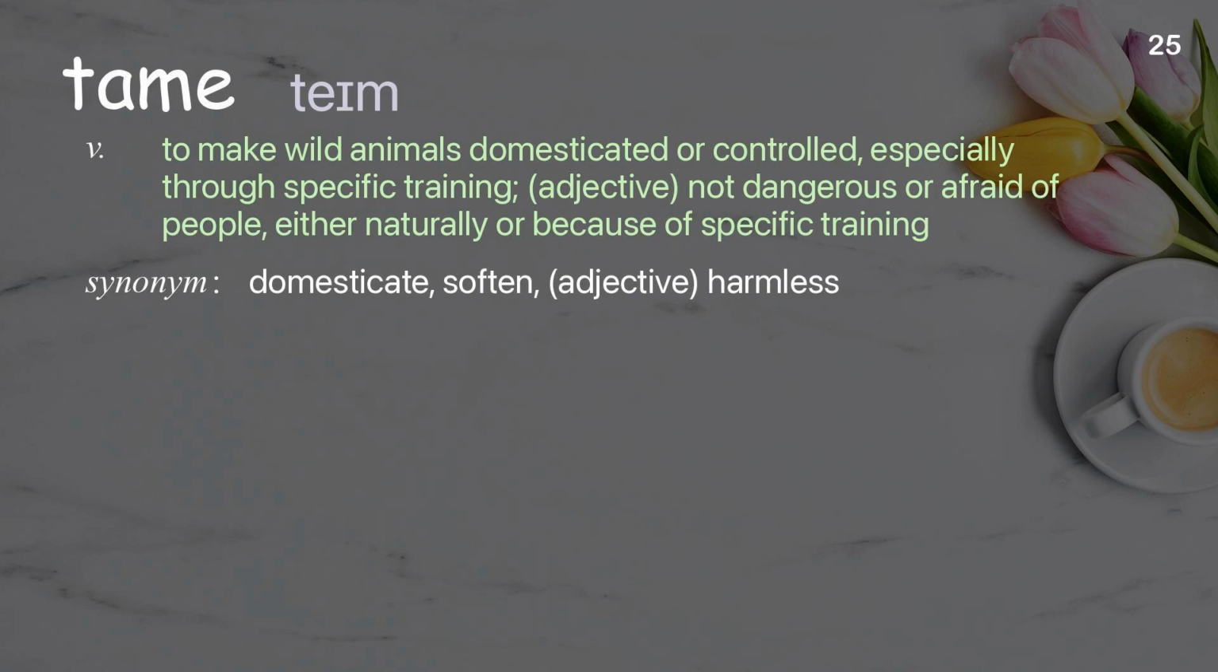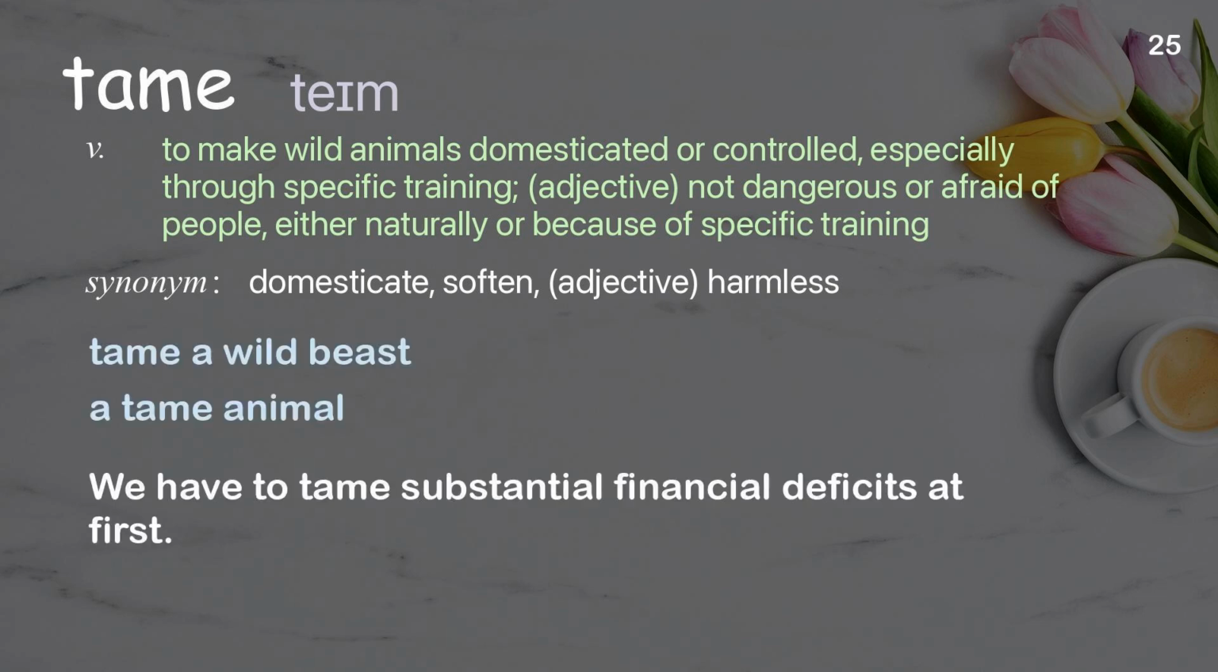Tame. To make wild animals domesticated or controlled, especially through specific training. Adjective: not dangerous or afraid of people, either naturally or because of specific training. Examples: Tame a wild beast. A tame animal. We have to tame substantial financial deficits at first.